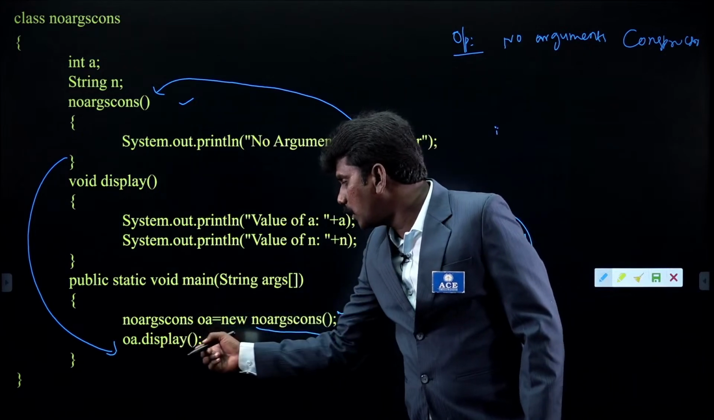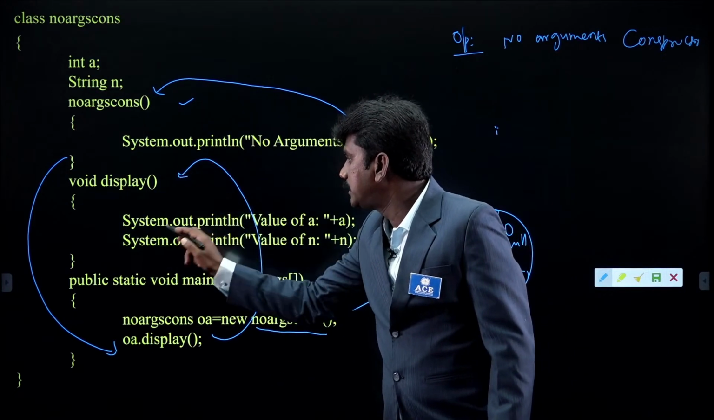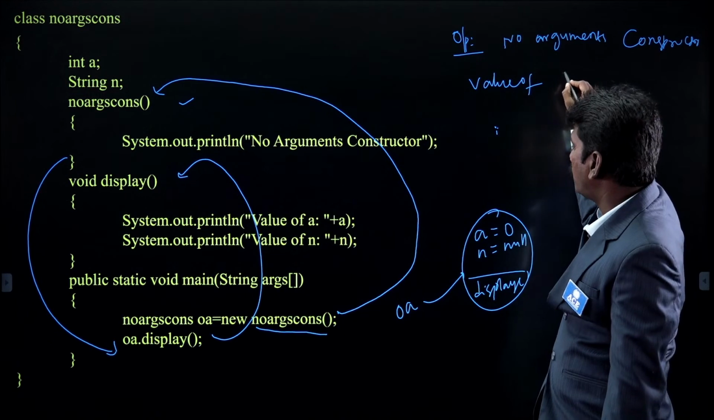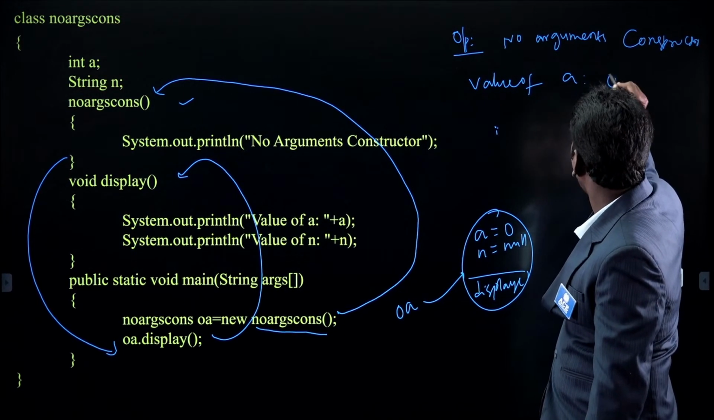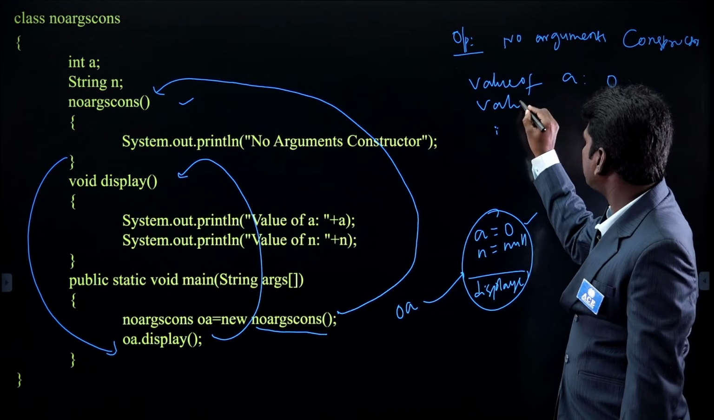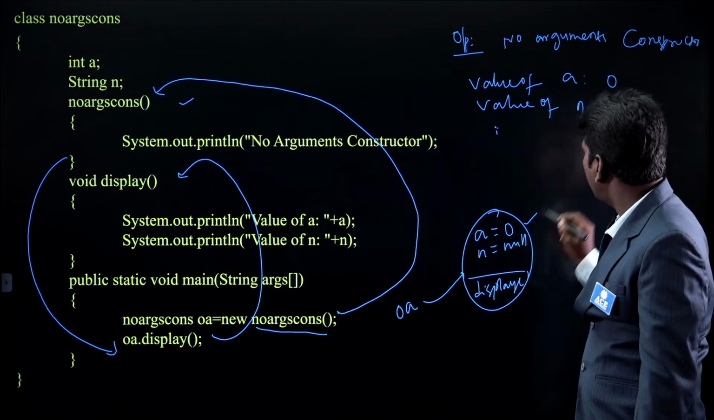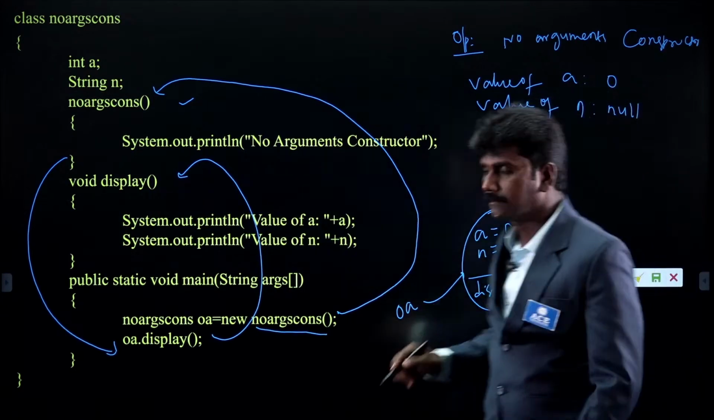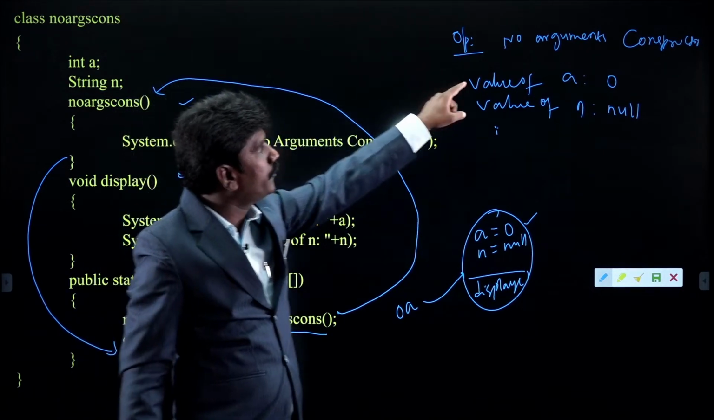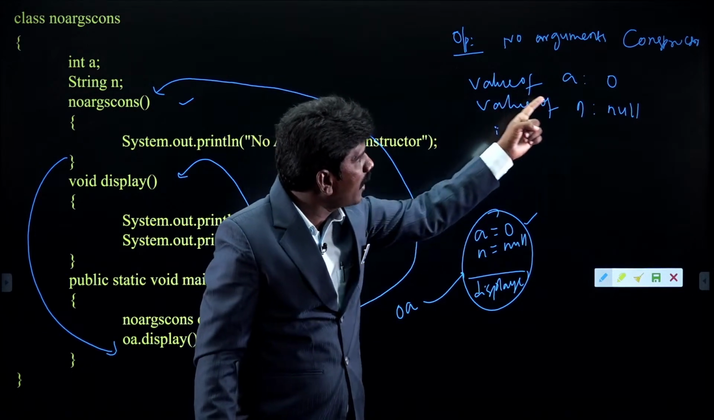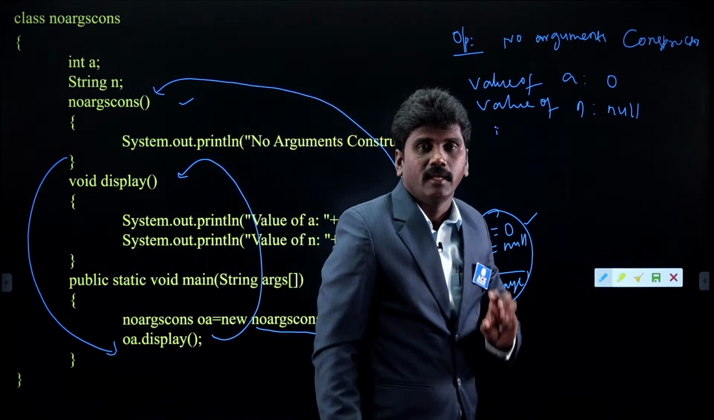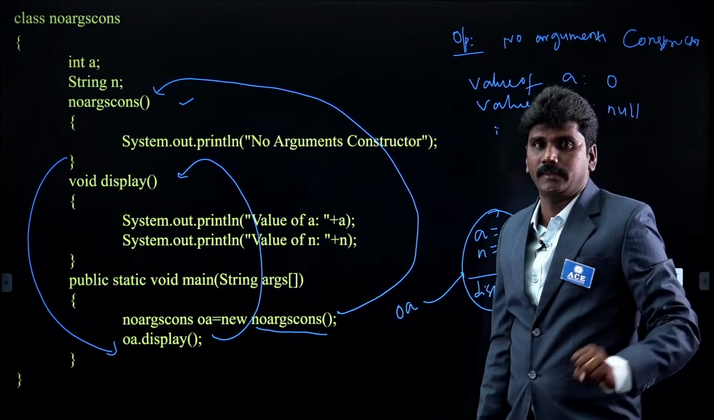Again, if we call OA.display, the display method is executed. Value of A: what is the A value here? You can see 0. And value of N: what is the N value? Null, it is going to provide. So if we execute this program, the output we are going to get is: no arguments constructor, value of A colon 0, value of N is null. So this is one case, the constructor without any arguments.